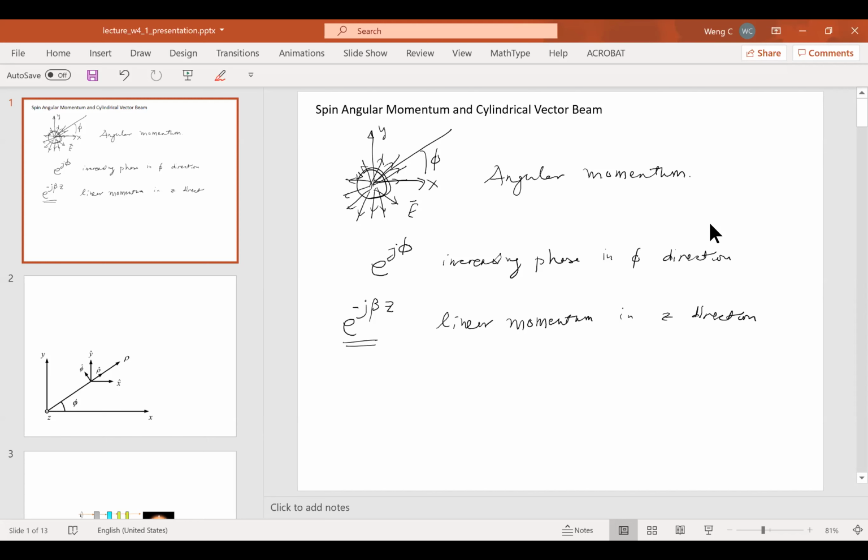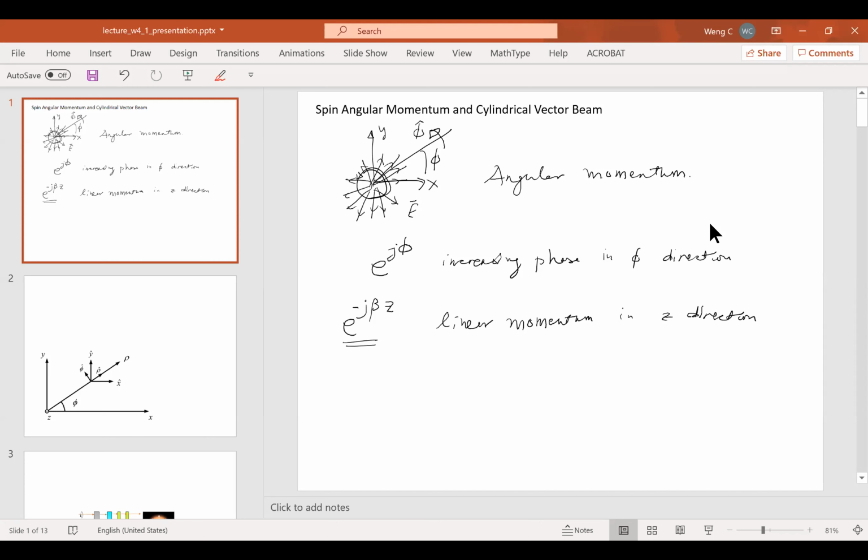Yes, on your picture, the phi angle is directed, right? Phi is increasing in this direction. Okay. That's the direction of phi hat. So this wave can be shown to have increasing phase in the phi hat direction, and hence it can provide an angular momentum in the phi hat direction.